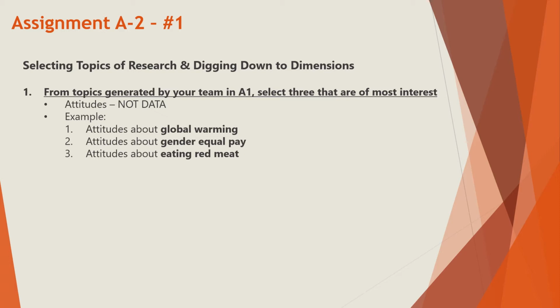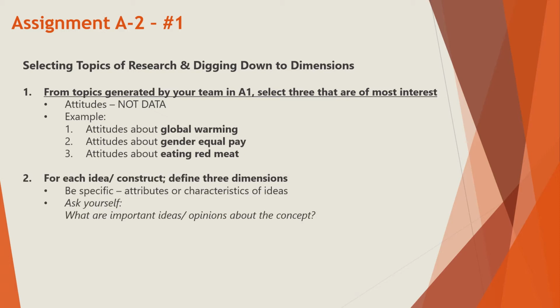and then attitudes about eating red meat. The second part of number 1 is for each of these ideas or constructs, you need to define 3 dimensions. And what we're going to do is we need to be more specific. A dimension is an attribute or characteristic of the idea. So ask yourself, what are important ideas, opinions about each concept?